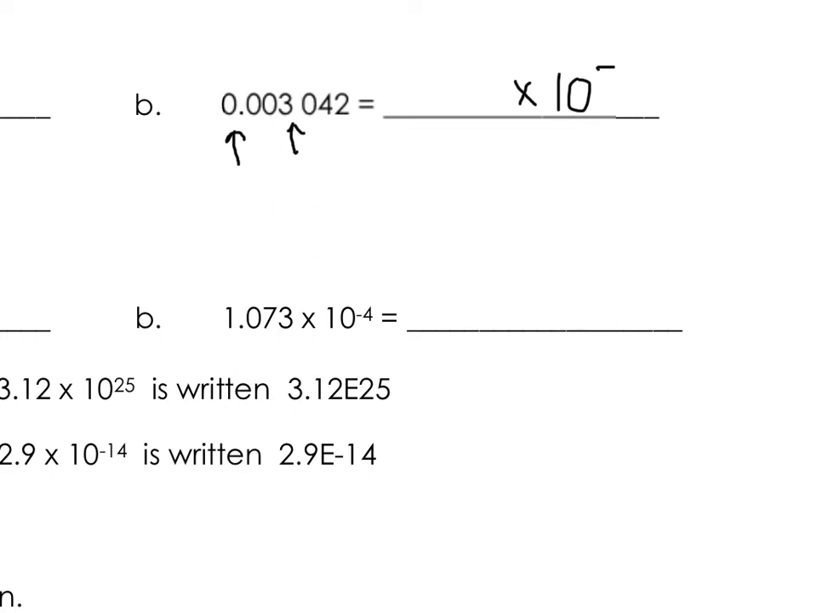How many places do we move the decimal from its original location to the location where we know it has to be? It has to move 3 places. That will give us 3.042 times 10 to the negative 3. The exponent is negative because it is a small number.